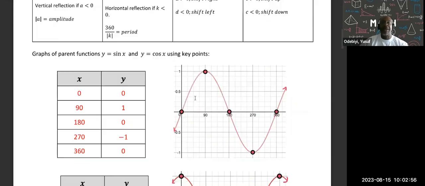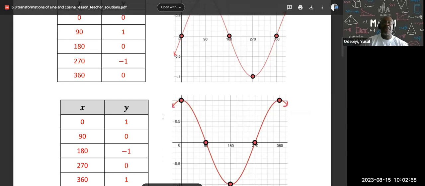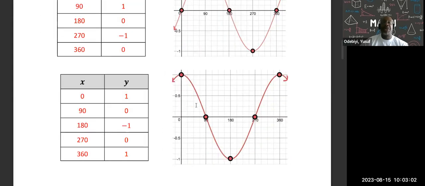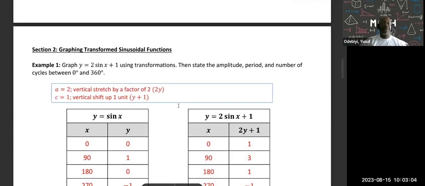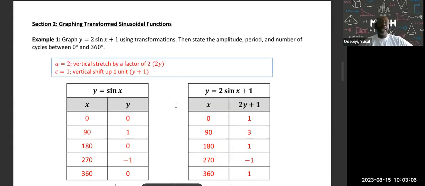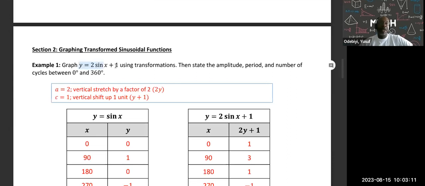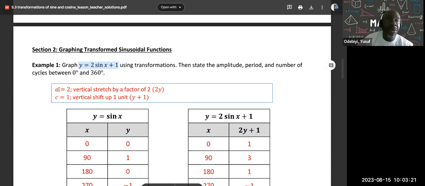Here's a parent function. This was for cos, and this was for sine, and this was for cos. So now we look at a transformation. Here is a transformation right here: y is equal to 2 sine x plus 1. If we're looking at it like that, A is our amplitude.